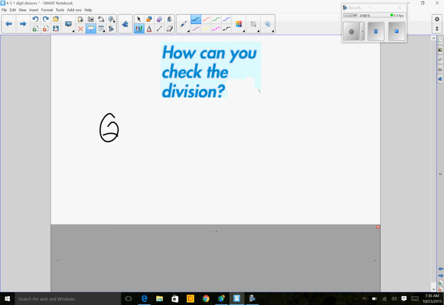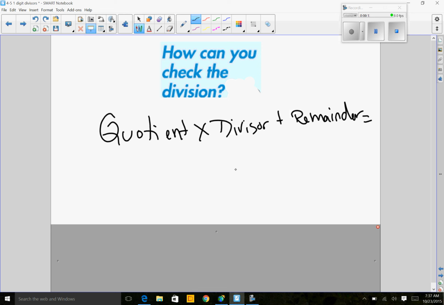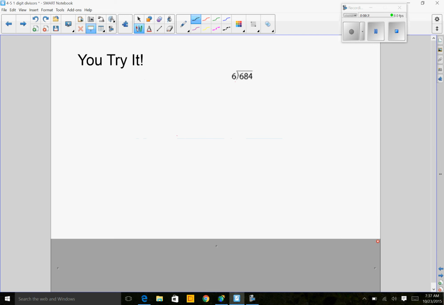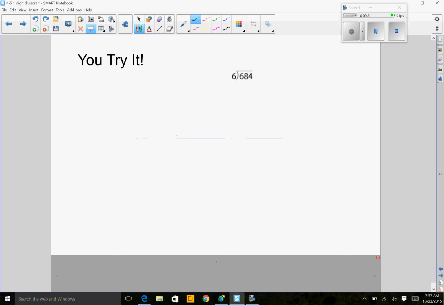So it's the quotient times the divisor plus the remainder, which should equal the dividend. That's how you check a division problem. Okay, why don't you try 684 divided by 6?